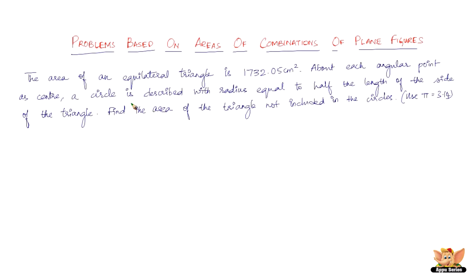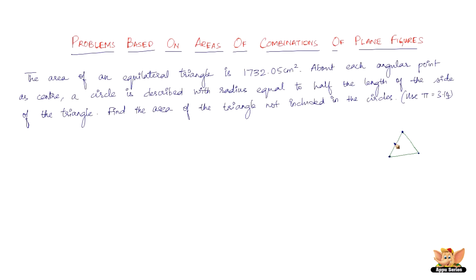Alright, this seems to be not a very straightforward question. You need a diagram, right? So first of all, what it says is the area of an equilateral triangle is 1732.05 centimeters square. So let's have an equilateral triangle. So here we have almost an equilateral triangle, right? So the next step is about each angular point as center. So every angular point is center. A circle is described with radius equal to half the length of the side.